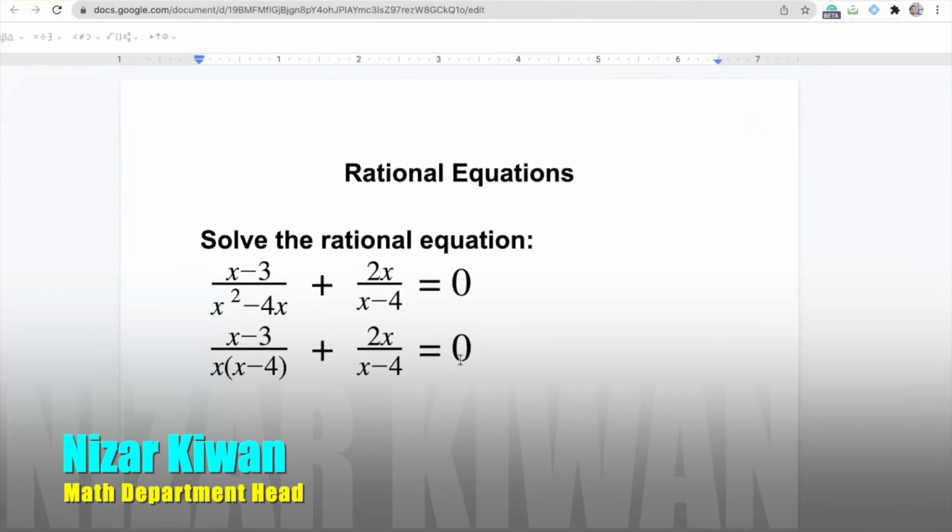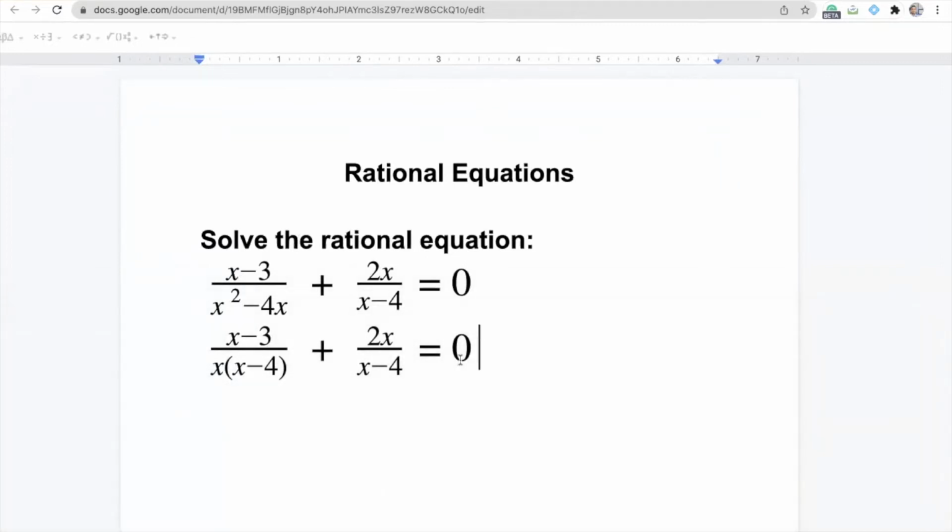Hello, everybody. Today I will review with you rational equations. Rational equations are the equations that have fractions in them and variables such as x. So the question will look like that. Solve the rational equation: (x minus 3) over (x power 2 minus 4x) plus 2x over (x minus 4) equals 0.